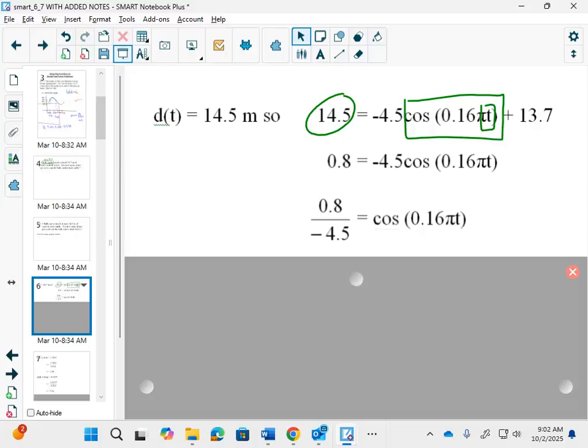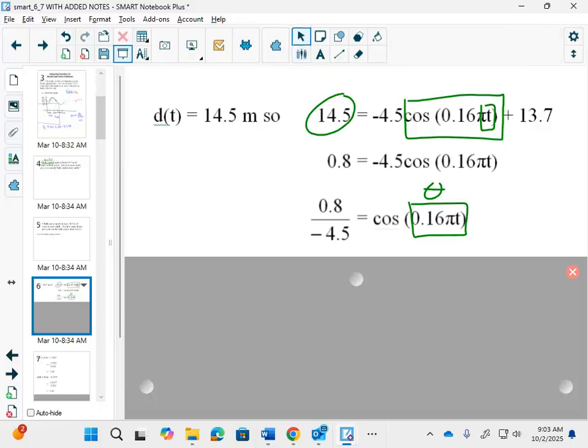Now, when we solved equations, usually they were easier, and what was here? Just theta, right? And then you could do cos inverse to find your reference angle, and then cos is negative, so you would look in quadrants 2 and quadrants 3 and find your answers. But we don't have a nice theta here. We have this ugly 0.16 pi t.